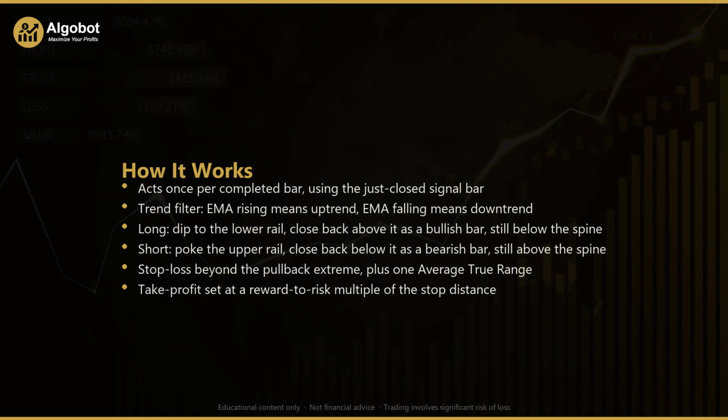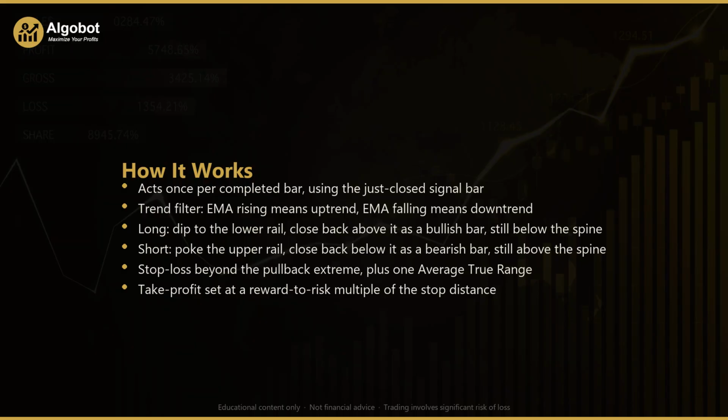From that slope, it decides whether the market is in an uptrend or a downtrend. Now the entry conditions. For a long or buy, the strategy needs several things to line up at once. The spine must be rising, confirming an uptrend. The bar's low must dip down and touch or pierce the lower rail. But rather than closing weak, the bar must close back above that lower rail, and it must be a bullish candle, meaning it closes higher than it opened. Finally, the close must still sit below the spine, leaving room for price to revert back up toward the middle. When all of these are true, the strategy reads it as a pullback that buyers have stepped in to defend, and it signals a buy.